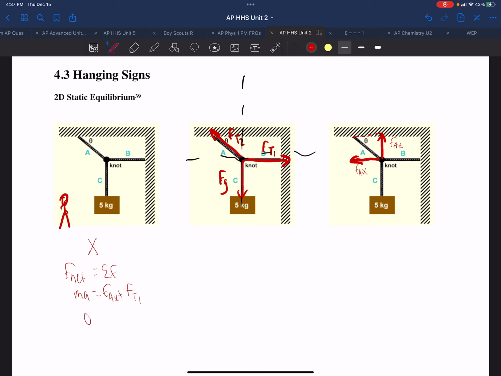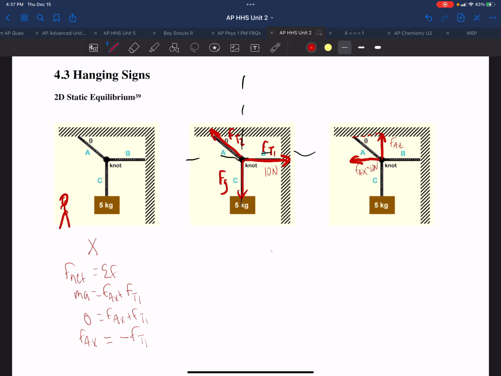So we know the acceleration is zero, which means that FAX is equal and opposite to FT1. So if FT1 is 10 newtons, then FAX is minus 10 newtons. In the X direction, they must be balanced, and the only two there are this.